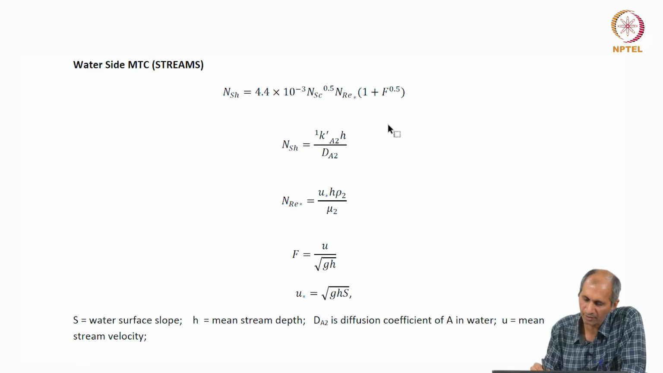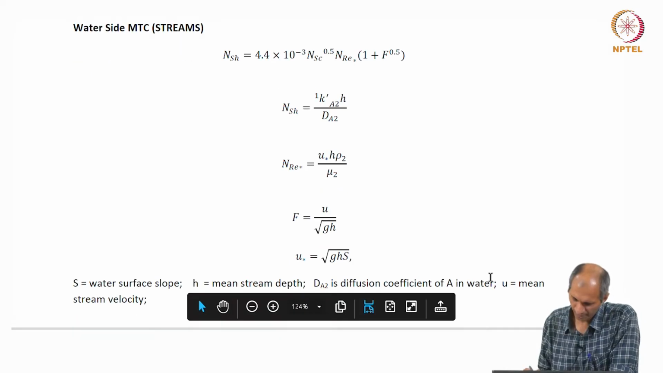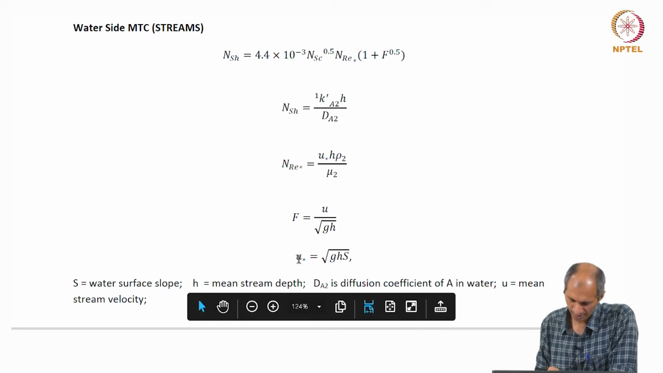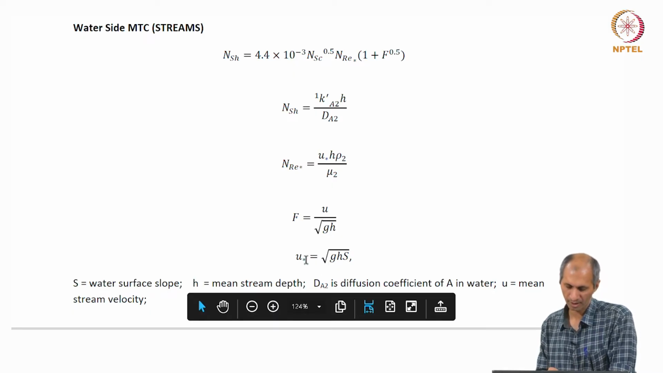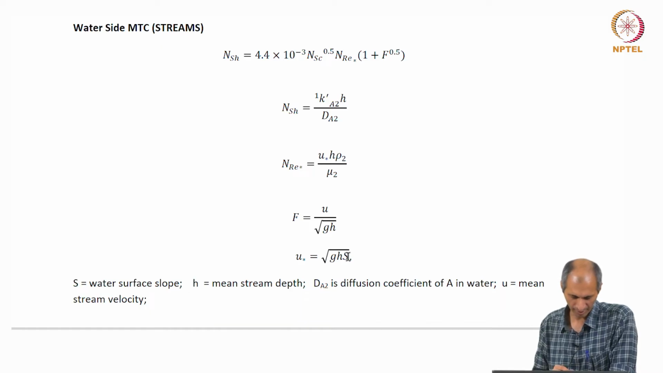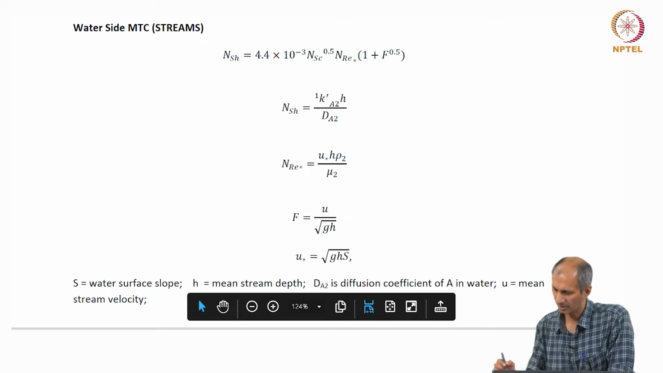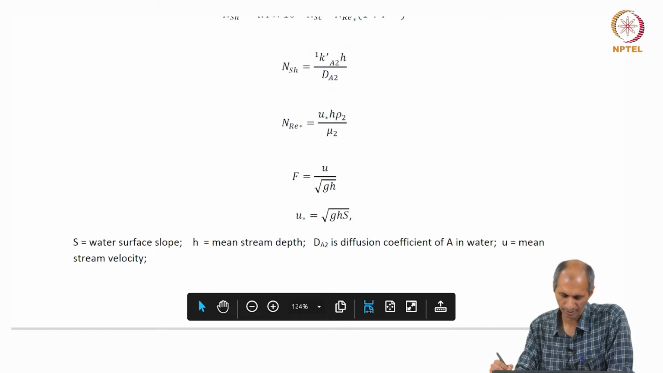So in this correlation we have different things. They have given us some things. There is the parameter called f, which is defined as u by gh, and then u star is defined as ghs, and ghs is given by h. h is the mean stream depth, dA2 is the diffusion coefficient, u is the mean stream velocity and so on. So they have defined everything and you have to follow that quite simply.